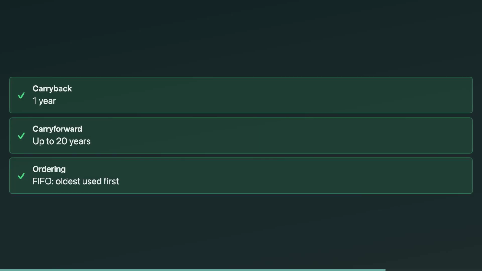So what happens when you can't use the whole credit? You get carryovers. The general rule is a 1-year carryback and a 20-year carryforward. On the EA exam, they'll test the timing and the ordering. The ordering is FIFO, first in, first out. That means you use the earliest earned credits first, so older credits don't expire while you're sitting on newer ones.